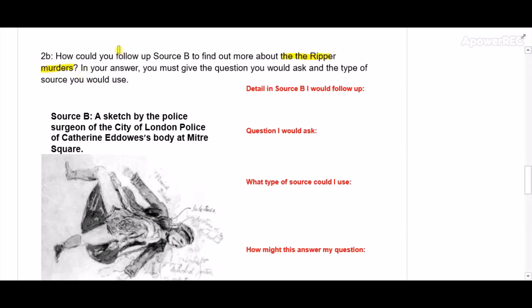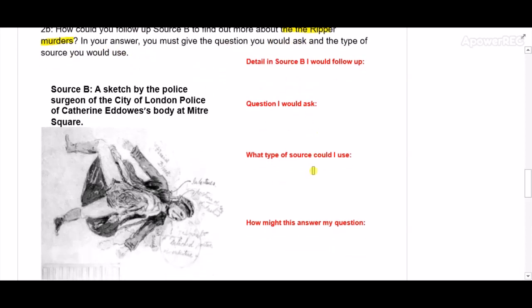As you can see, it says in your answer you must give the question you would ask and the type of source you would use. And that's referring to these 4 bits down the side here. Now, before I get onto them, let's actually look at the source we've got.